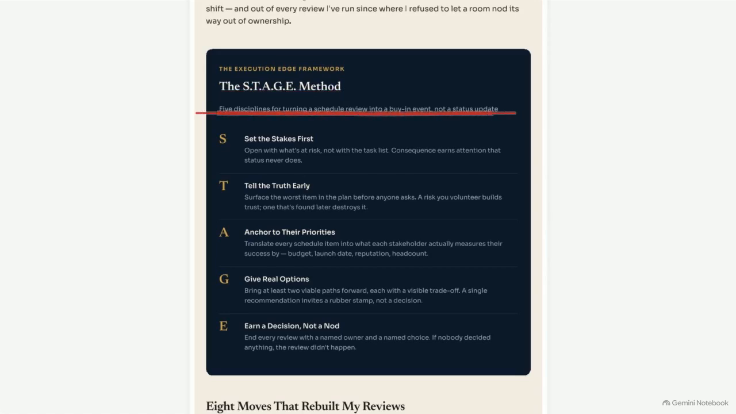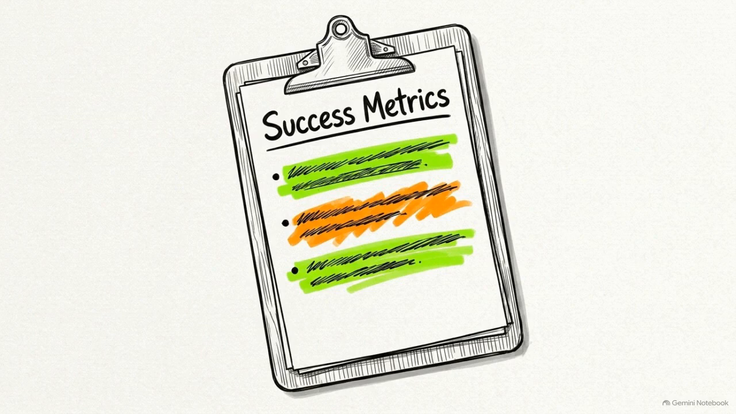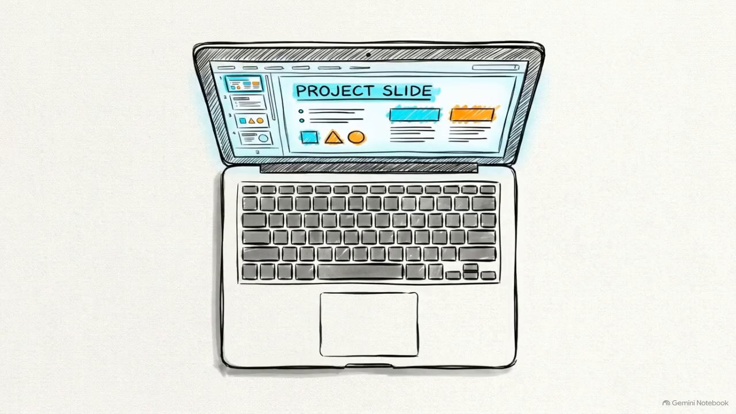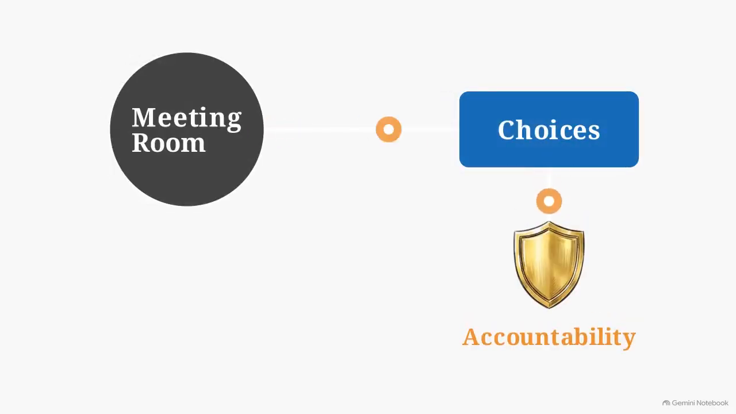This framework turns a passive status update into a decision-forcing agenda. You'll need your current project schedule, a list of stakeholder success metrics, and your draft slide deck. We are operating on the principle that comfort and silence in a schedule review are warning signs. True project health requires the room to make choices that carry accountability.